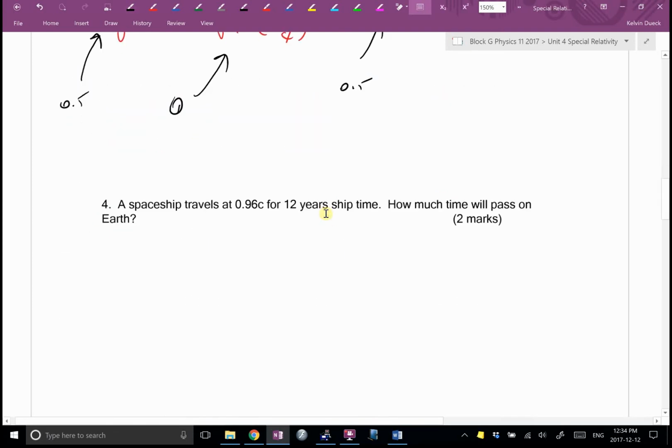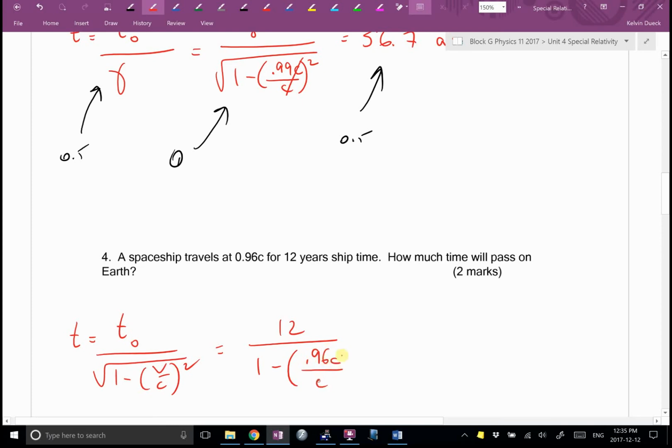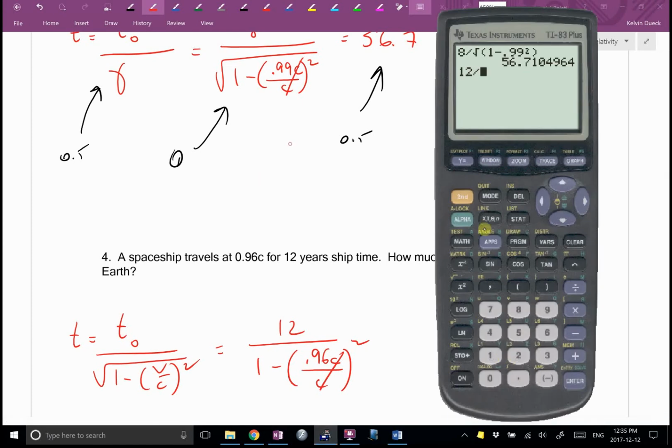Sorry. Spaceship travels. How much time will pass on Earth? This is really the same question as number 3. I don't know why I asked it twice, but okay. T equals t0 all over the square root of 1 minus v over c all squared. Or I could have written t equals t0 over gamma. It's going to be 12 all over the square root of bracket 1 minus 0.96 squared, 0.96 c being 96% of the speed of light.